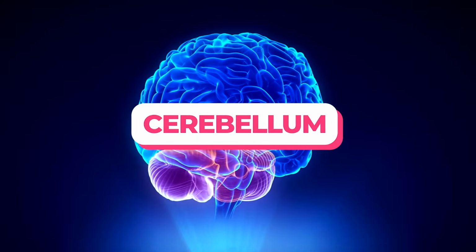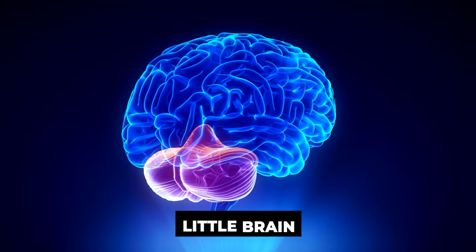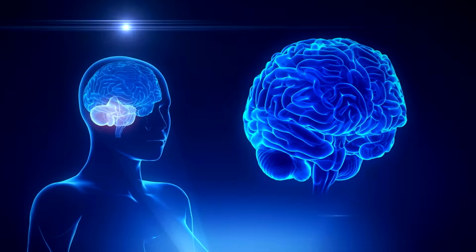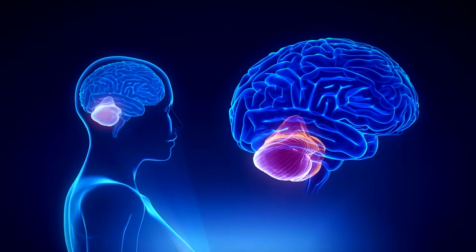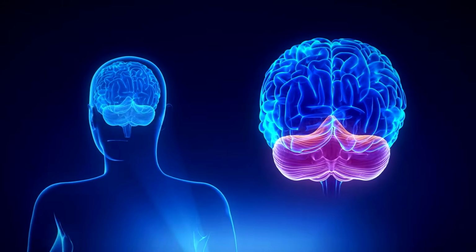Cerebellum. The cerebellum, often referred to as the little brain due to its appearance and size relative to the cerebrum, is an essential structure located underneath the occipital lobes of the cerebrum at the back of the brain. Here's a detailed breakdown of the cerebellum.